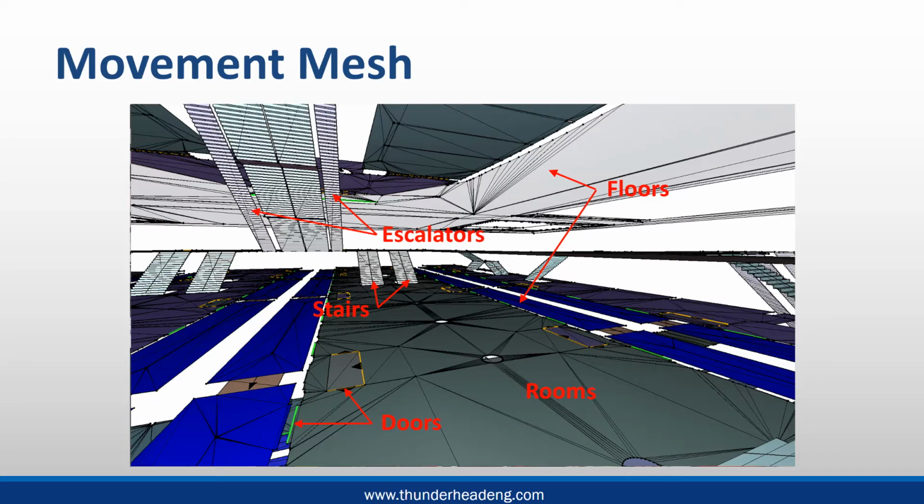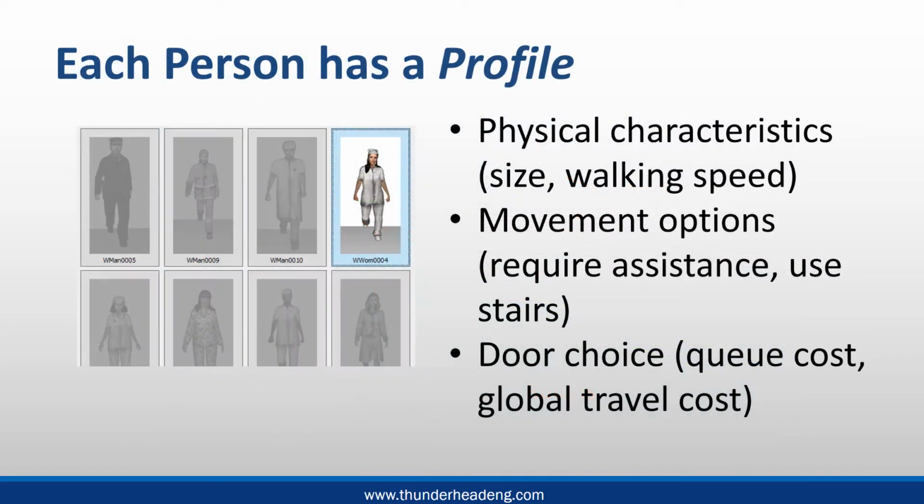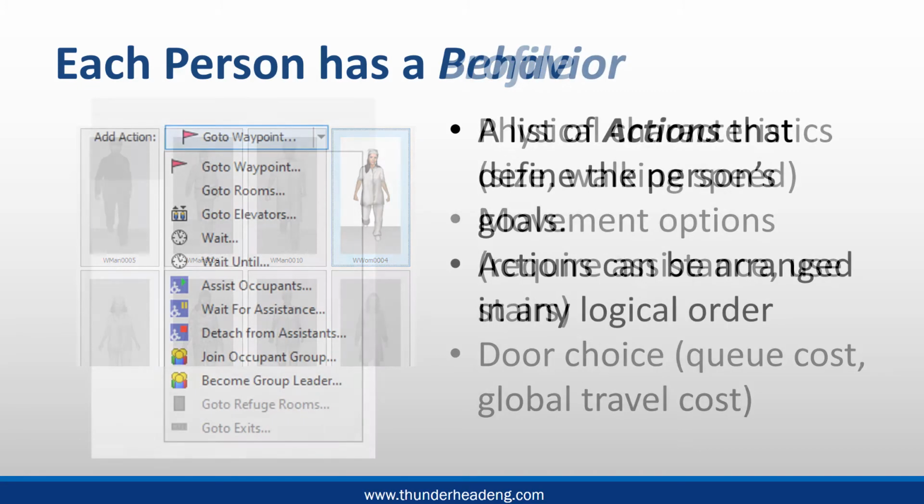Because the movement mesh is triangulated, Pathfinder can accurately represent geometric details and curves. Triangulation also enables fast algorithms for searching and pathfinding. In Pathfinder, each person is an agent. That is, each person calculates their movement, making their own decisions. Each agent has a profile. The profile describes the physical characteristics and decision-making preferences for that person.